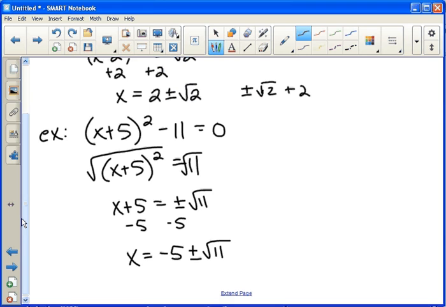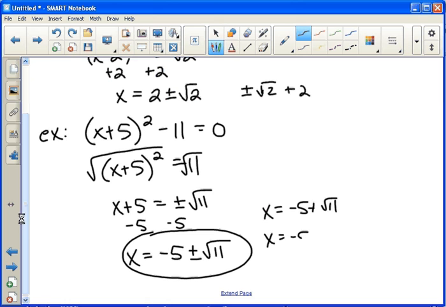And that's my answer. Now if you would prefer, you can actually write it two ways. You can write x equals negative 5 plus square root of 11 and x equals negative 5 minus square root of 11, because we do have two answers. One's the plus, one's the minus, but it's fine to just write the plus or minus. But just in case the back of the book or a multiple choice question or anything like that lists it separately, that is the same thing.